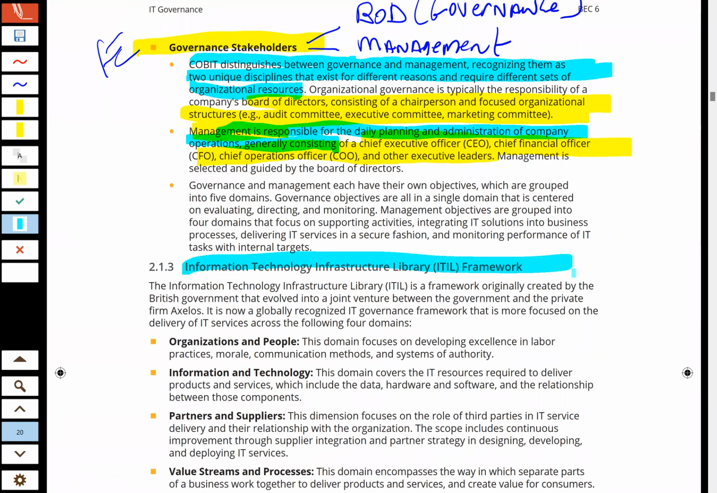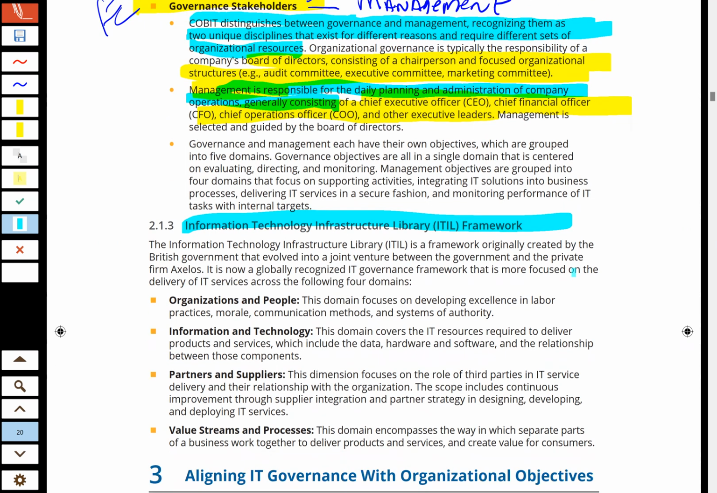Okay, and when we look at this organization, they tell us that it is, I think, a British entity, and it is a globally recognized IT governance framework that is more focused on the delivery of IT services across the following 4 domains. It is a private firm, Axelos, I don't know how to pronounce it. But let's go ahead and flashcard some of the things that are considered by this organization, which are the organization's people.